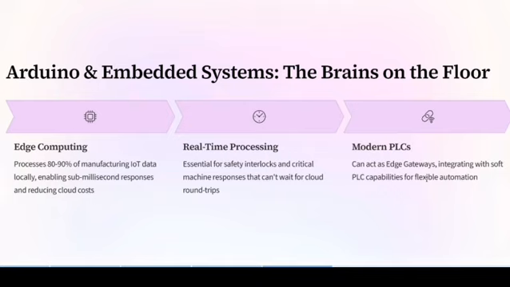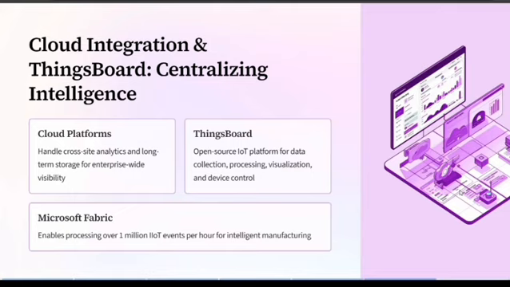Modern PLCs and real time processing. Some actions need an instant response, like safety systems. So processing must happen immediately, not in the cloud. PLCs are industrial controllers. Modern PLCs can act as an edge device, connect with IoT systems, and provide flexible automation. Cloud integration. Cloud platforms store large data, analyze data, and provide insights across multiple factories.